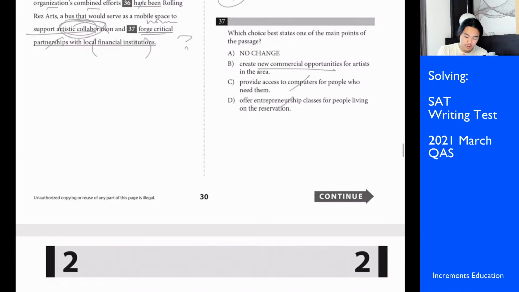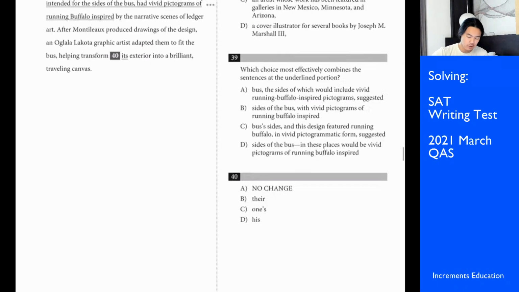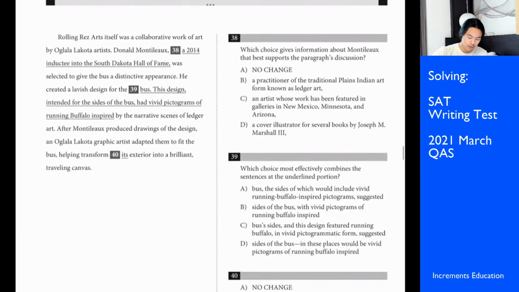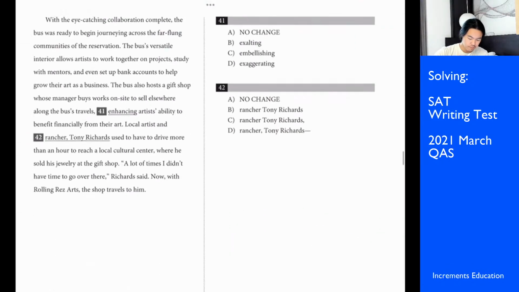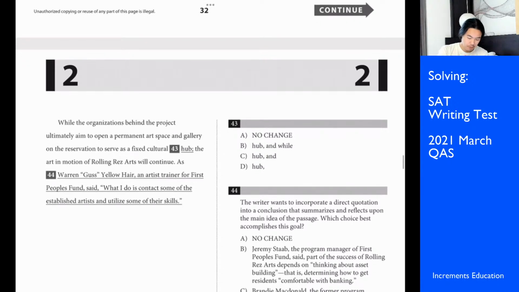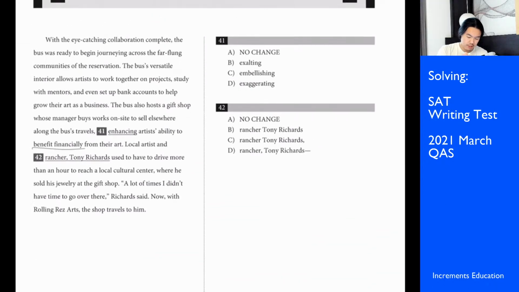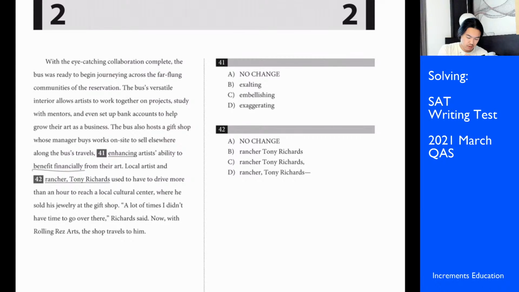So I'm focused on this for now. I will tentatively circle B, but I just want to double check afterwards. Okay, you know what? I won't double check. I'm just gonna skip and see what the correct answer is, because I want to see them making money. Benefit financially. Bank accounts, grow artist business, sell.